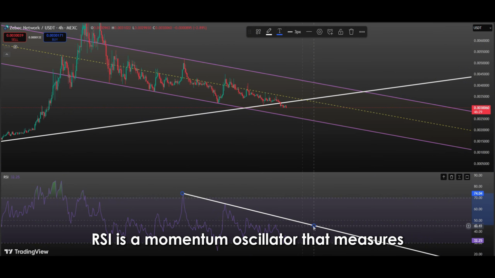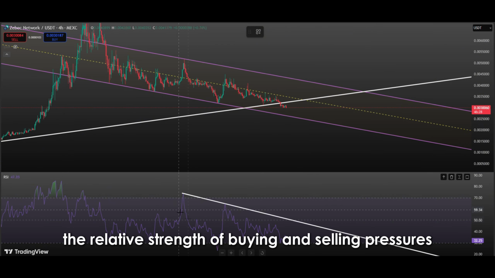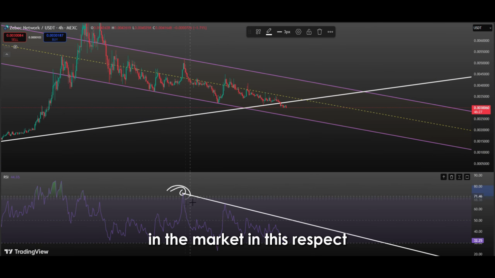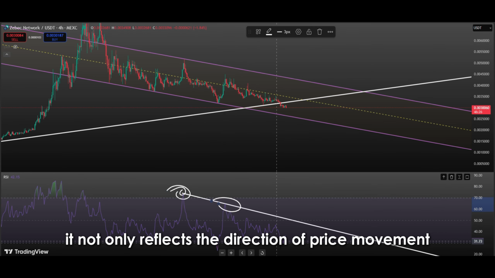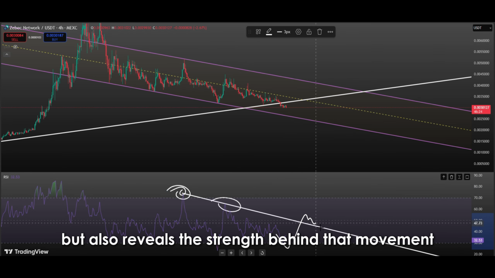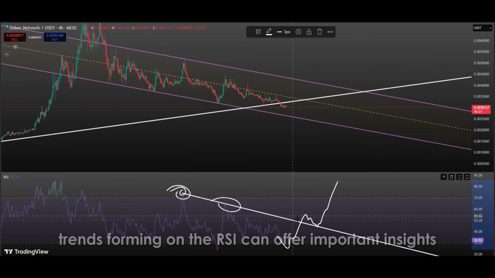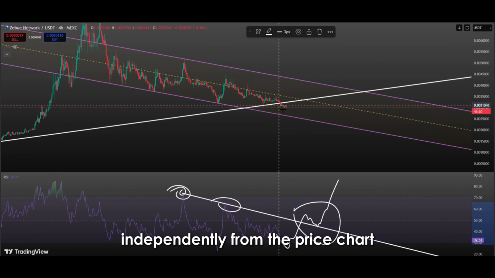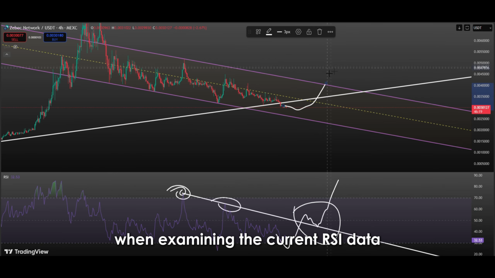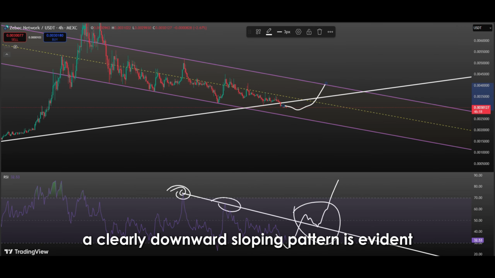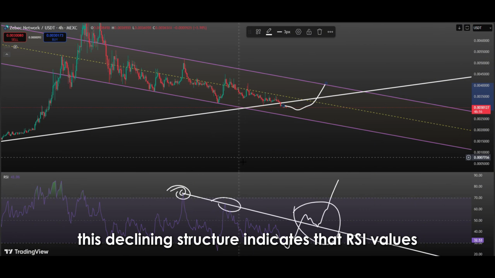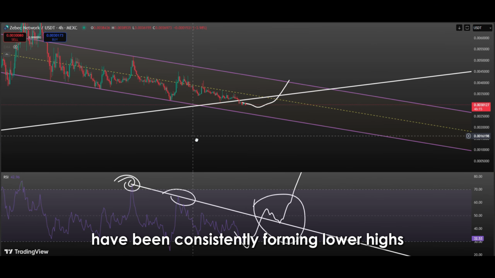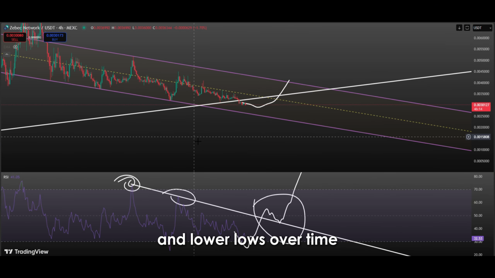RSI is a momentum oscillator that measures the relative strength of buying and selling pressures in the market. In this respect, it not only reflects the direction of price movement, but also reveals the strength behind that movement. Therefore, trends forming on the RSI can offer important insights even when interpreted independently from the price chart. When examining the current RSI data, a clearly downward sloping pattern is evident. This declining structure indicates that RSI values have been consistently forming lower highs and lower lows over time.